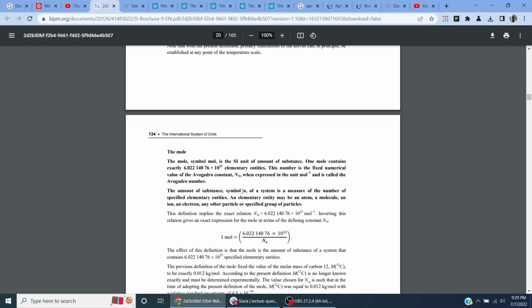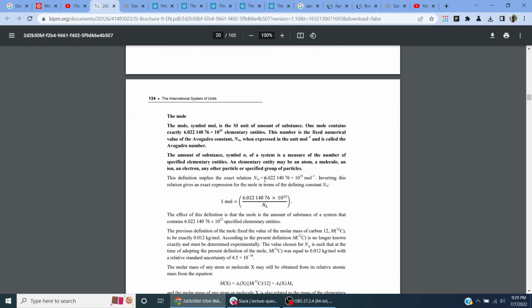The amount of substance, symbol n, of a system is a measure of the number of specified elementary entities. An elementary entity may be an atom, a molecule, an ion, an electron, or any other particle or specified group of particles. This definition implies the exact relation N sub A equals 6.0221407 times 10 to the 23rd inverse moles.